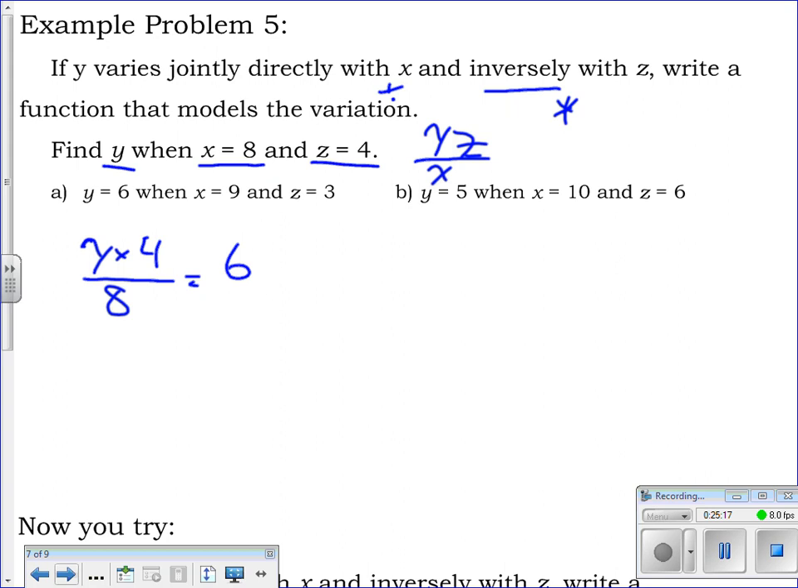Equals 6 times 3 over 9. Now I can simplify, right? Smaller numbers, or you can just deal with it the way it is. It doesn't really matter. But 4 and 8 reduce, so I get y over 2 equals, well, 6 times 3 is 18. 18 over 9 is 2.